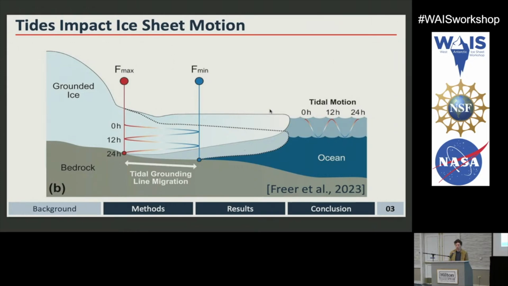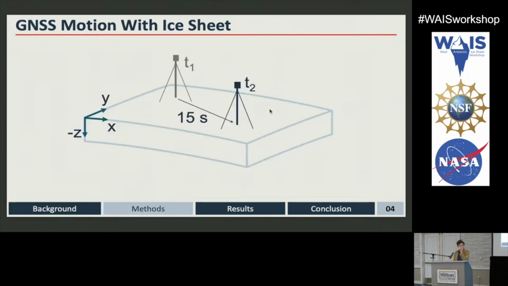And one way that we can get at what the tides are doing to the ice shelf is to use GPS data. If we place a GPS station on the ice sheet, and then we let the ice sheet flow, we can record its position. The GPS stations that I'm using have a temporal resolution of about 15 seconds and are able to get a really high temporal resolution, but the spatial resolution goes down to a single point. This is partly mitigated by the study site that I'm using.